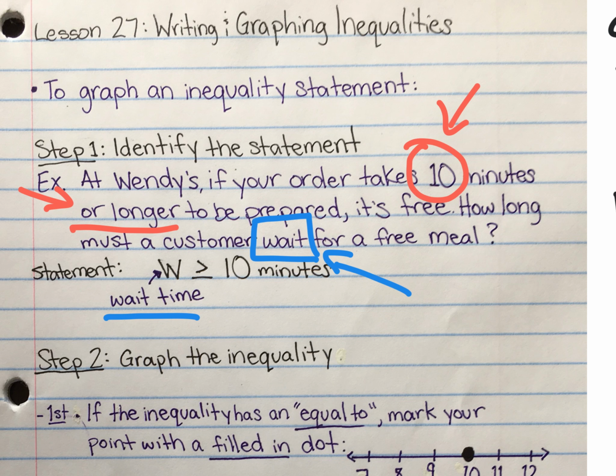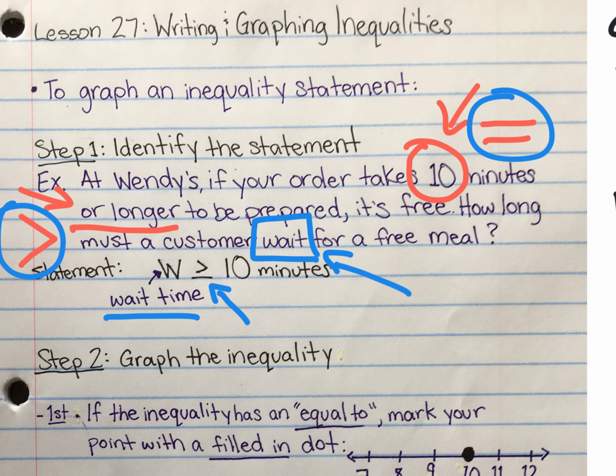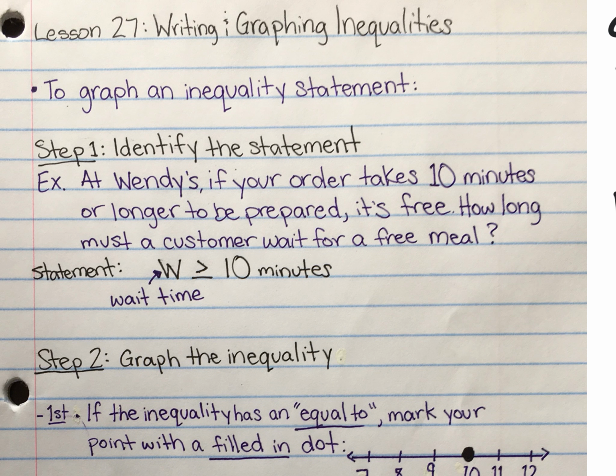than our 10 minutes. So we know that if it is 10 minutes, it's equal to, and if it's longer than 10 minutes, it's greater than. So if we put together our equal to and our greater than, we get a greater than or equal to. So our final expression should look like W greater than or equal to 10. And that's what we see here. Our wait time is greater than or equal to 10 minutes.